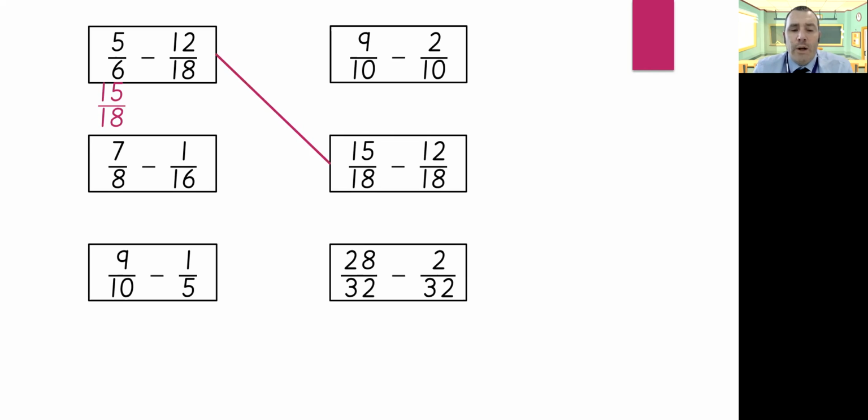So now we can look at 9/10, take away 1/5. I'm going to make, actually, I'm not. Why don't you guys have a go? See if you can work out which ones go with which ones. So look at the left-hand boxes. Where are their equivalents on the right-hand side? Pause the video here to have a go.